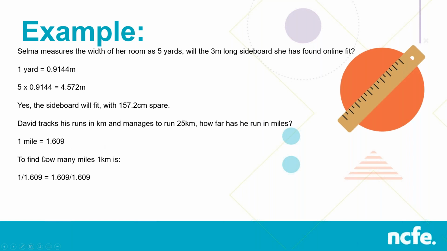How are we going to convert that? So the easiest thing to do is to convert it the other way around, so that we've got 1 kilometer equals so many miles. So divide both sides by 1.609, and that gives us 0.622 miles is equal to 1 kilometer. So then all we need to do is 25 times 0.622 equals 15.54 miles.